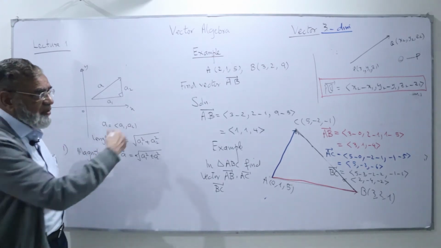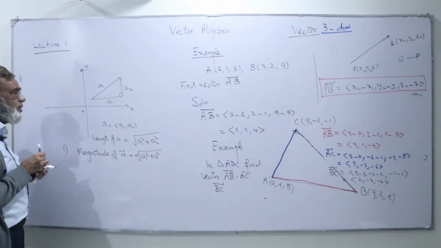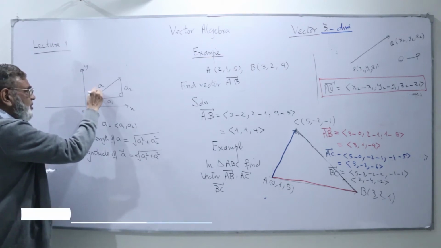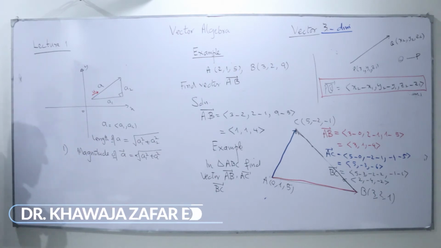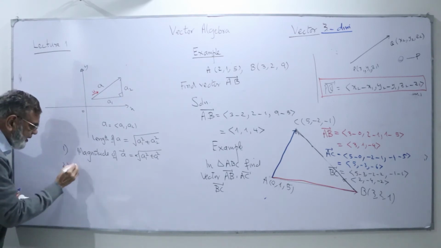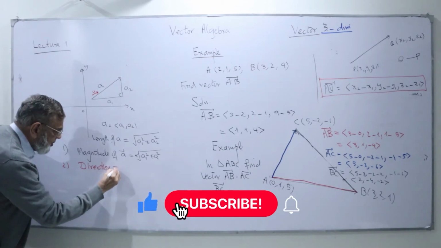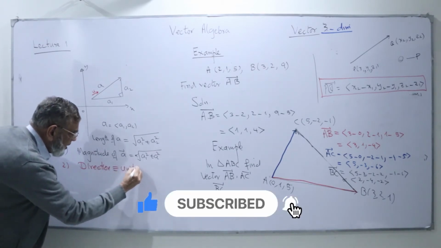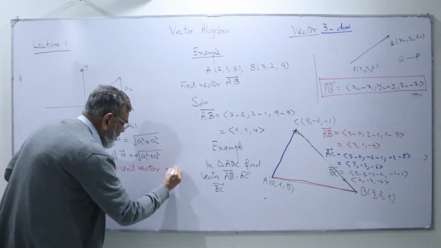We can extend this from 2 dimensions to 3 dimensions. Now we want to find the direction. For the direction, we use a vector we call the unit vector, denoted by U. This gives me the direction. A unit vector means its length must be equal to 1. So number 2, the direction is given by the unit vector, and we denote it by vector U.